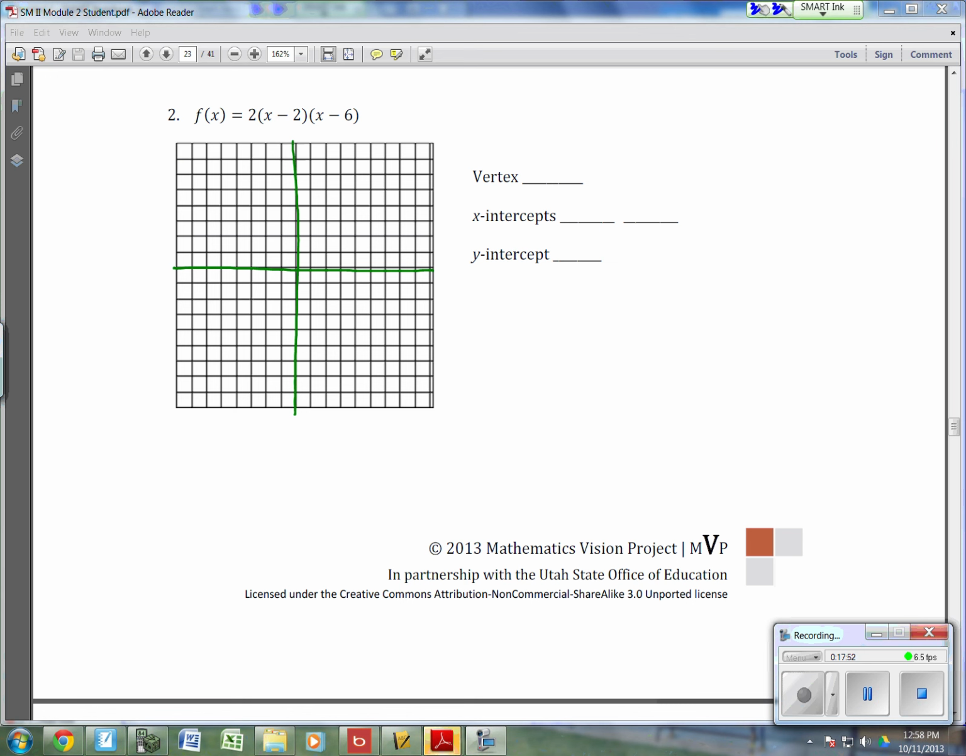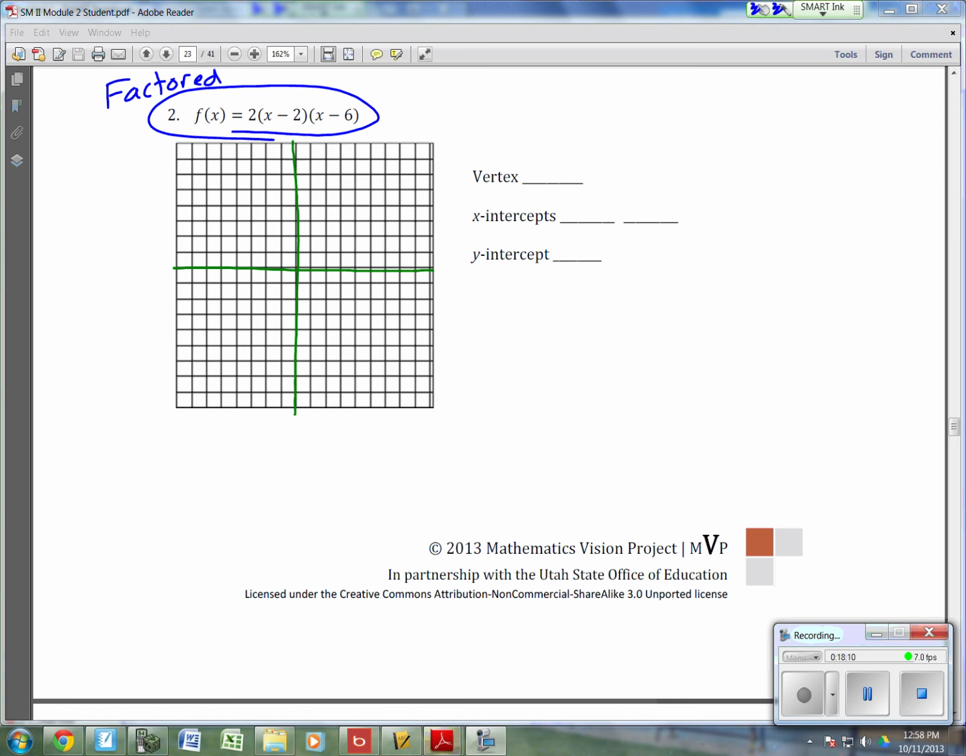Okay, let's look at this one together. I want all eyes right here, because I thought you guys understood this, and most of you don't. So all eyes right here. First of all, you guys, this is called factored form, right? Factored form of a quadratic equation.